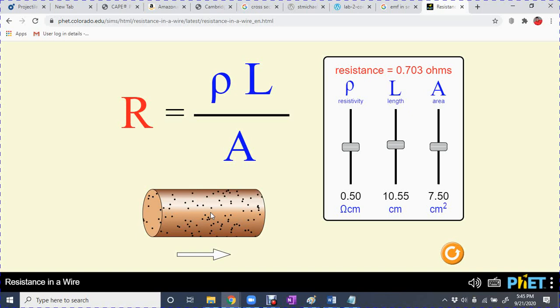Now Ohm thought of saying, hey, what if I had a length of wire, so let's imagine that he started off his experiment with, say, 10 centimeters of wire with a cross-sectional area of 7.7 centimeters squared. Now what Ohm did was he varied these two dimensions, so to speak. So he went ahead, kept one constant, and varied the other.